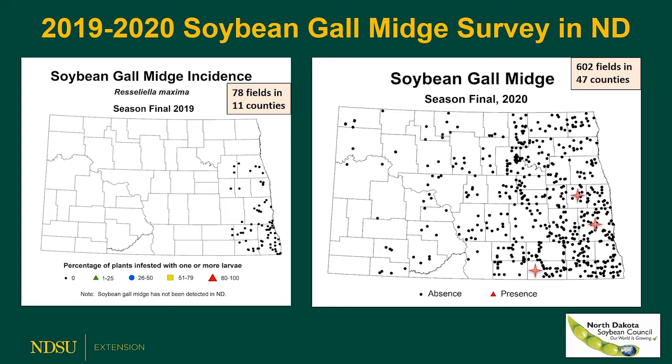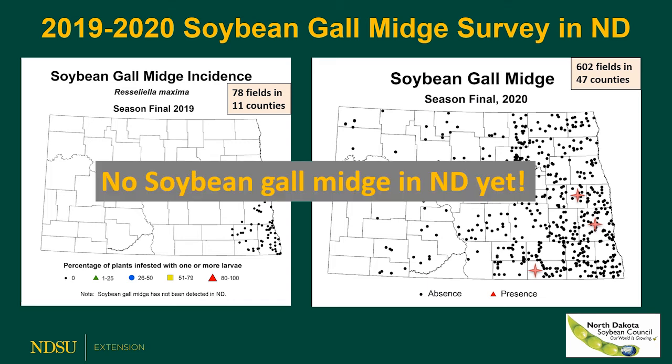We also had some reports in Steele, Cass, and Dickey County of orange larvae inside the stems of their soybeans. We were able to get samples from Cass and Dickey and had those confirmed that they're not soybean gall midge, but the white mold gall midge. So far, no soybean gall midge in North Dakota yet. We need to continue to be prudent and scout.